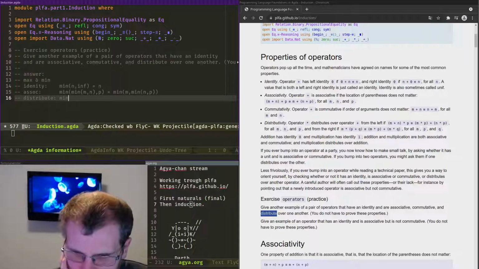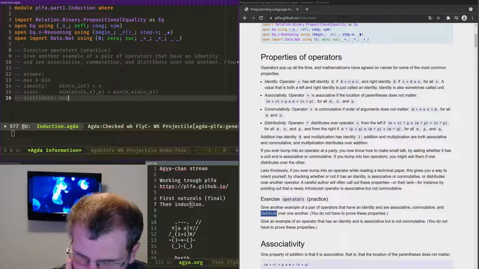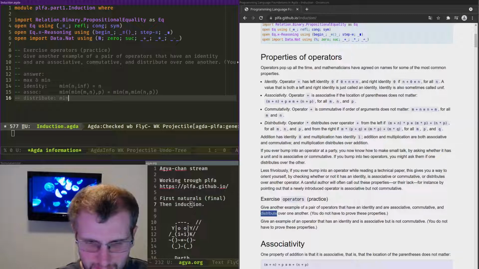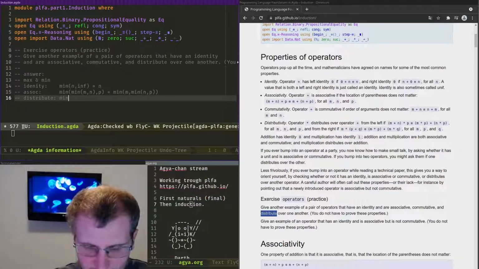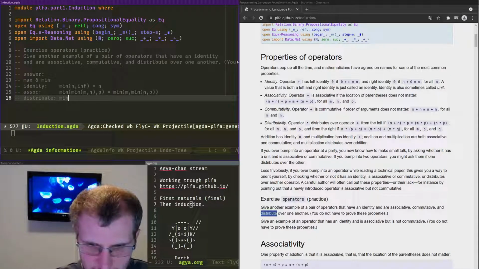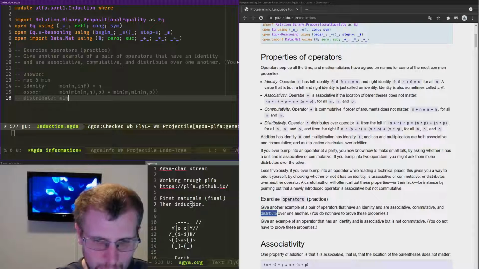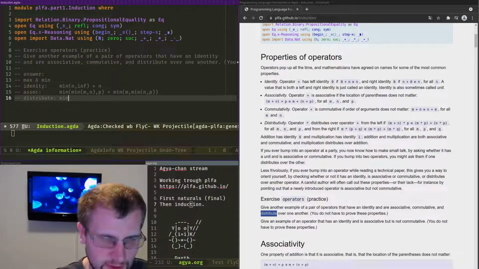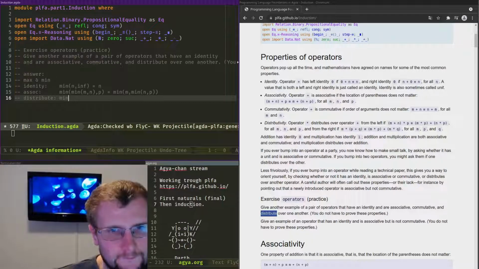Oh, your name is actually identity. Also, string concatenation is associative, but not commutative. What? Wait, I need to think about that. String concatenation is associative. It doesn't matter which one you do first, but it does not commute. So if you move one of the strings to the other side of the concatenation, you don't get the same result. Okay, I got you.